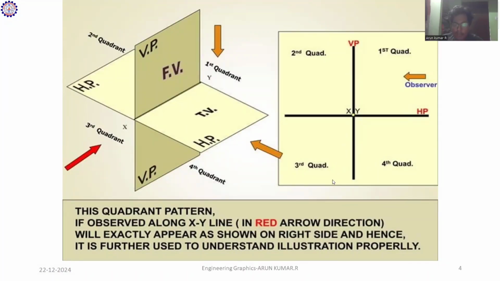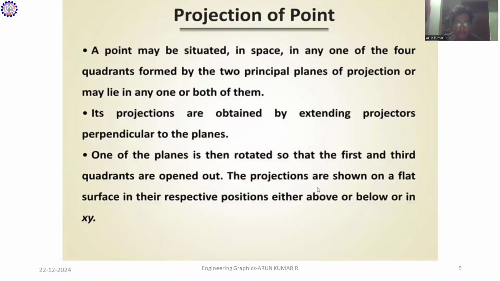These quadrant patterns appear when the observer looks along the XY line in the direction of the red arrows, exactly as shown on the right side. This is further used to understand the illustrations properly. Now, what is the projection of points?